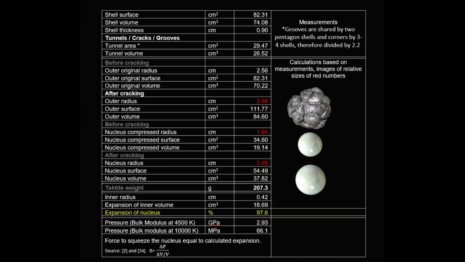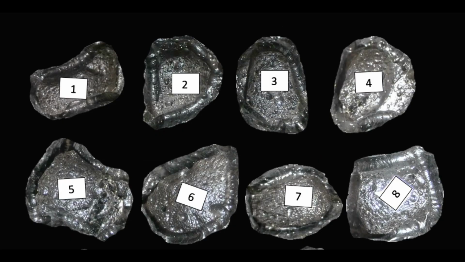Calculating this expansion for Bicol tektite number 206.1 gives a nucleus volume expansion of 97%. The size of the nucleus under shell pressure before cracking, and after pressure release, is illustrated by two white marbles. The bulk modulus at 10,000 Kelvin is calculated to 66 megapascal, which is around the tektite glass ultimate tensile strength of 60 to 100 megapascal, explaining why the shell cracks. Area measurement of the attached shells.